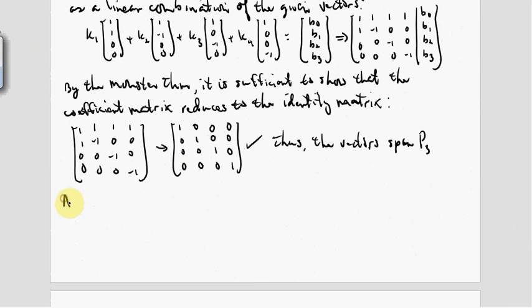So here we say also from above, the vectors are linearly independent.